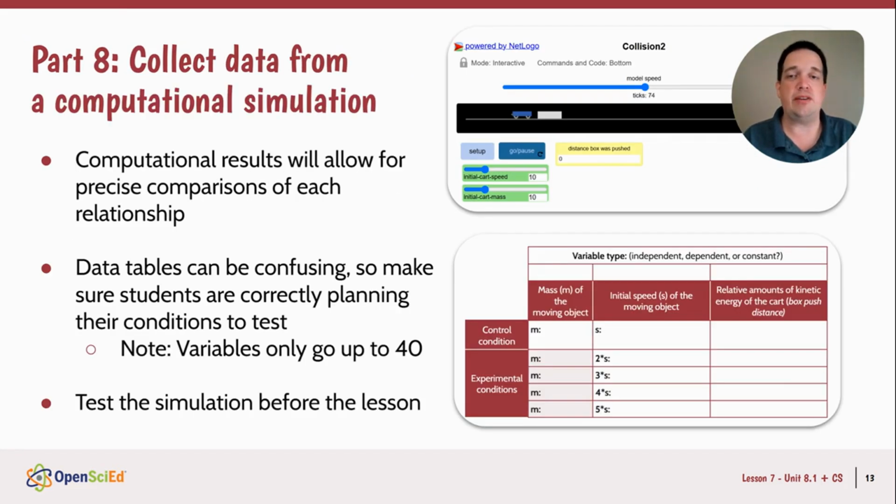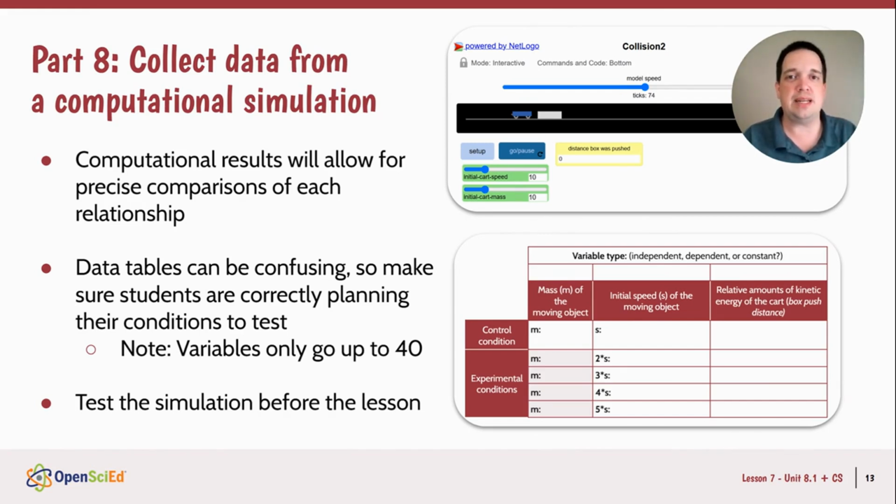All right, in part 8, you're actually having students collect data from the simulation. Now, here's the deal. This data is going to be really precise. So let's set up this data table really well. It's complicated, so I would help students set this up before you go. You start with an initial mass and speed, and then you double, triple, all the way to 5 times the original mass or 5 times the original speed.